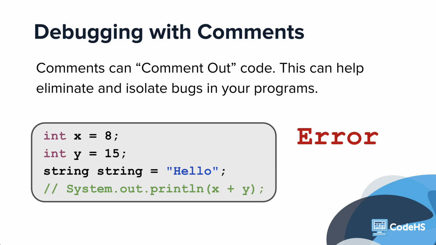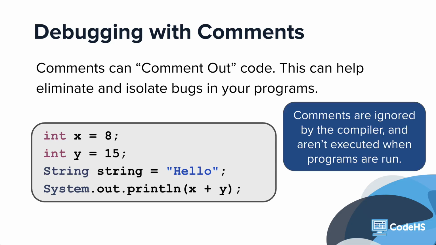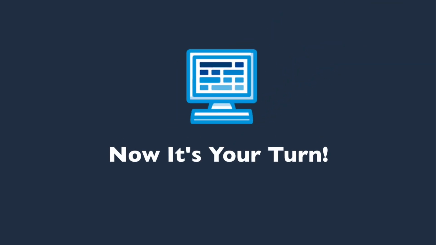After close inspection, you can see that the data type String needs to be capitalized. Now, when run again, there is no error. Uncomment the rest of the code, and now it runs just fine. Remember, this works because comments are ignored by the compiler and aren't executed when programs are run. Consider using comments as a debugging tool to help figure out what isn't working with certain problems. Now it's your turn to put documentation with comments into practice.